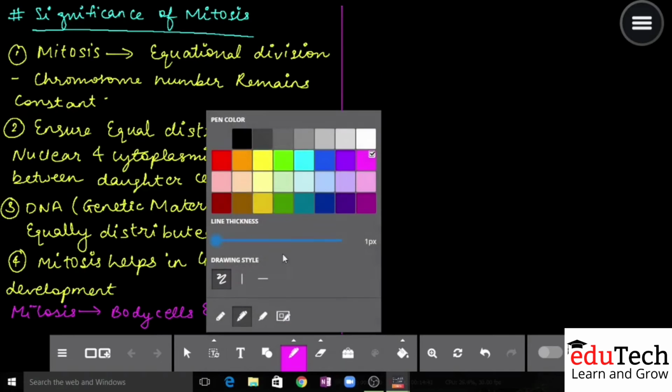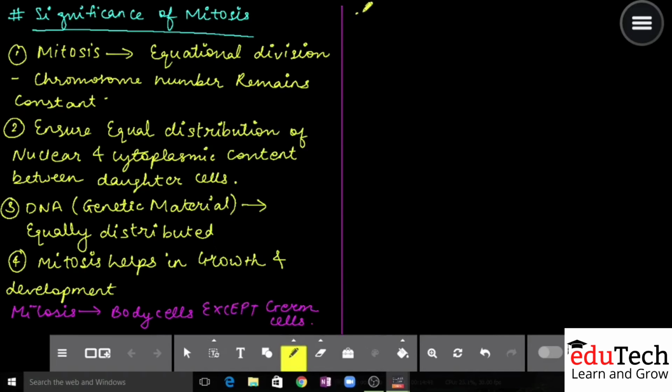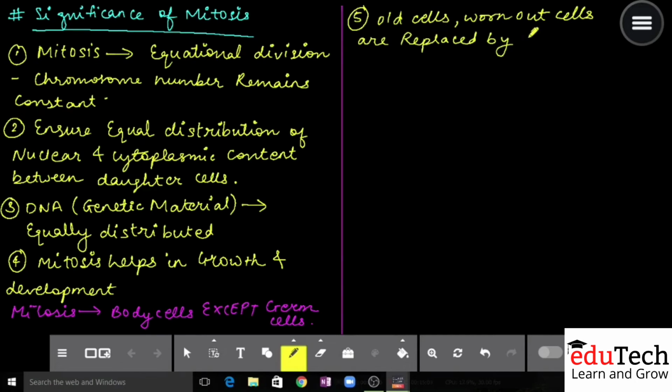Now this takes us to the next point which we just discussed: your old cells, worn out cells, which are no longer of any use, all these cells are replaced by mitosis. Mitosis is the only one which is going to replace them.